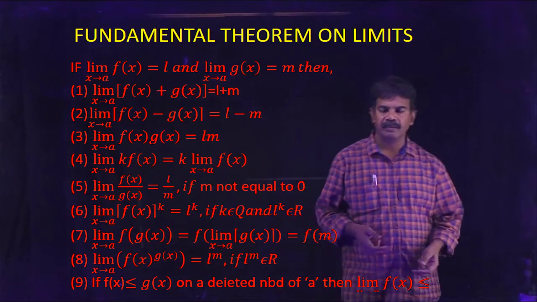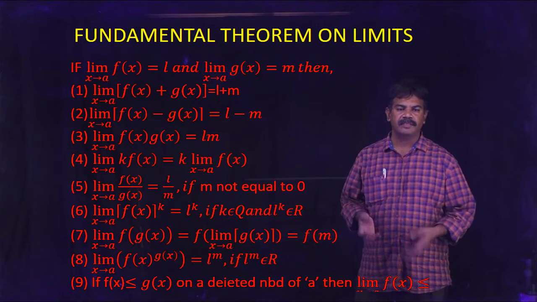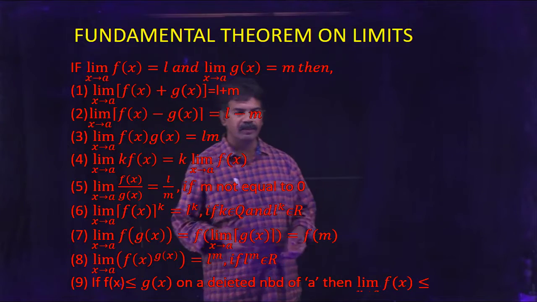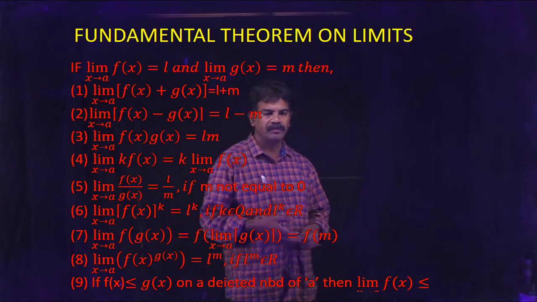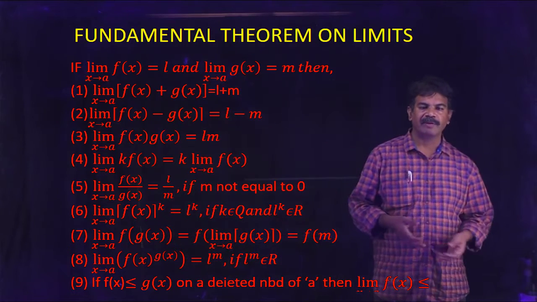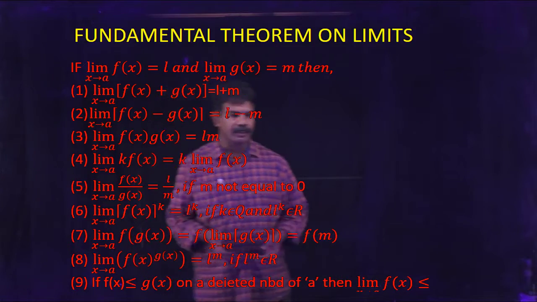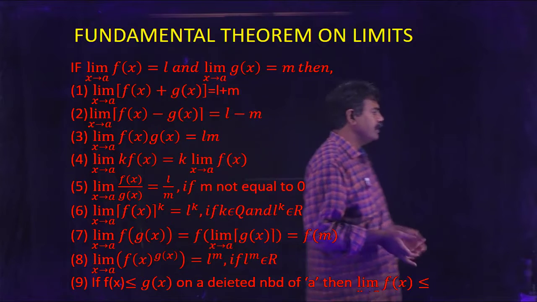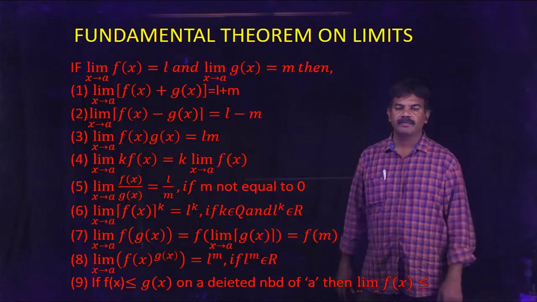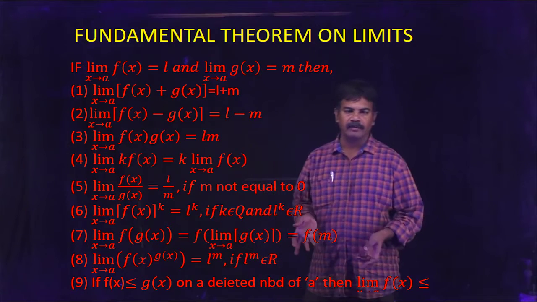Next, the seventh one is limit x tends to a f(g(x)) = f(limit x tends to a g(x)) = f(M). The eighth one is limit x tends to a [f(x)]^g(x) = L^M if L^M belongs to R. The ninth one is if f(x) is less than or equal to g(x) on a deleted neighborhood of a, then limit x tends to a f(x) is less than or equal to limit x tends to a g(x). These are the fundamental theorems on limits.